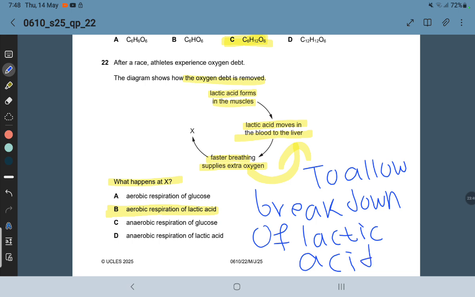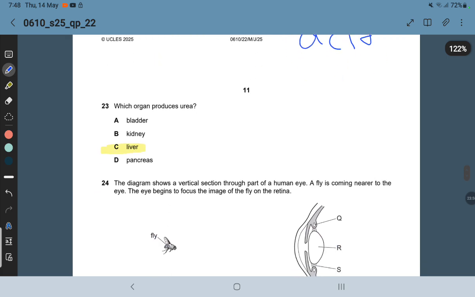So in X, aerobic respiration of lactic acid, and we say aerobic respiration because you had supplied me with oxygen. Don't forget that you had oxygen here that you provided the cell with.